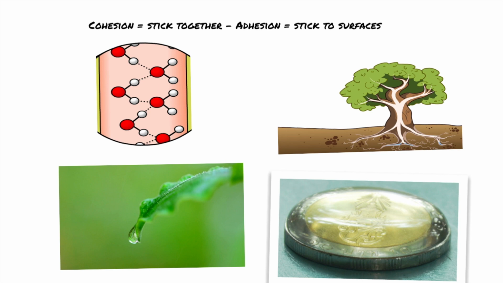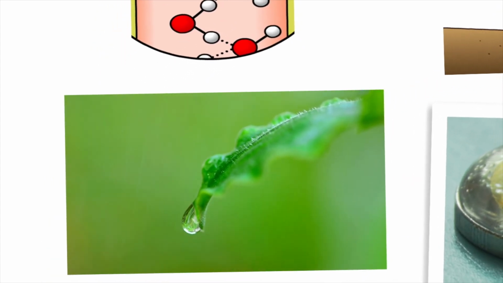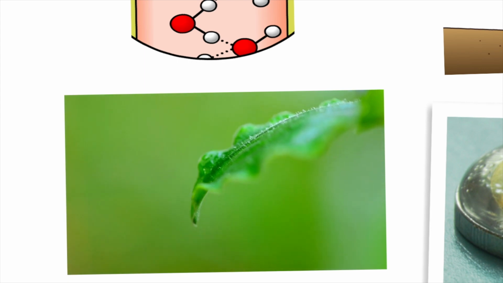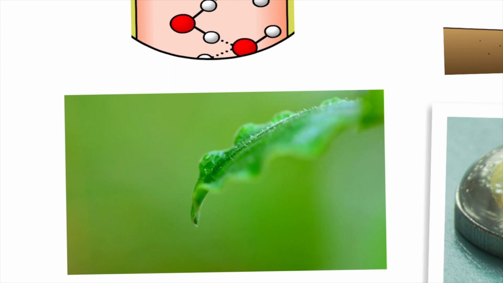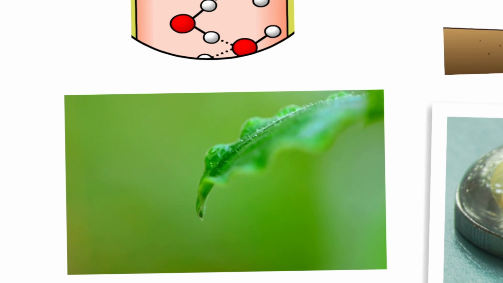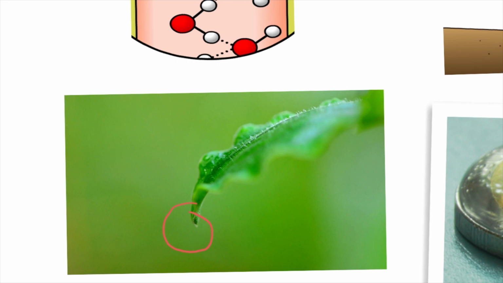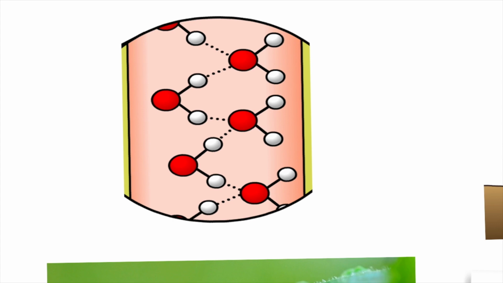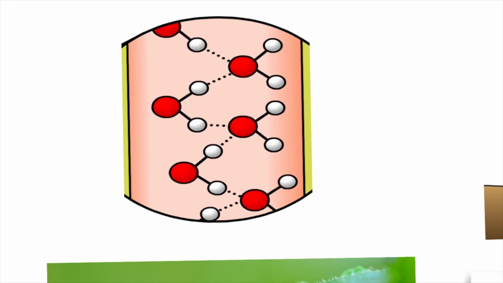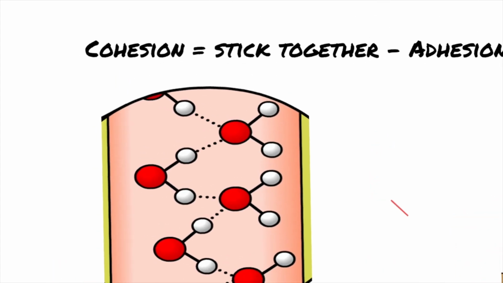Now, look at this drawing here. This shows you how the water molecules in a drop are attached to each other. So look how the molecules of water form a drop, and this drop has the waters attached to each other. Now, remember, hydrogen bonds attach the waters to each other, and this attraction of water molecules to each other is what we call cohesion.